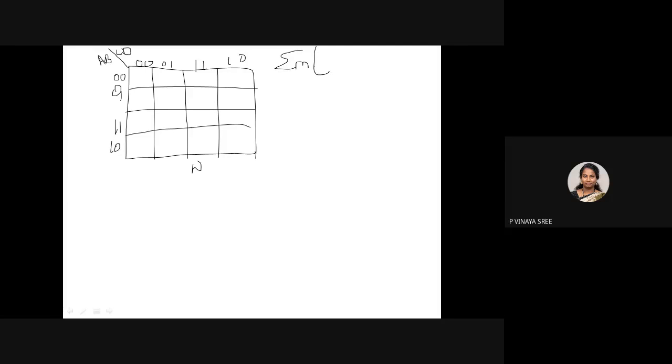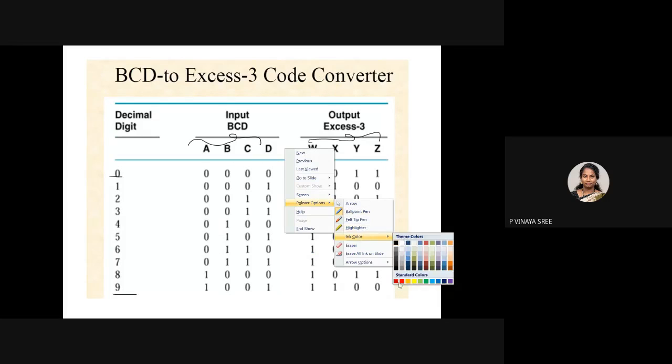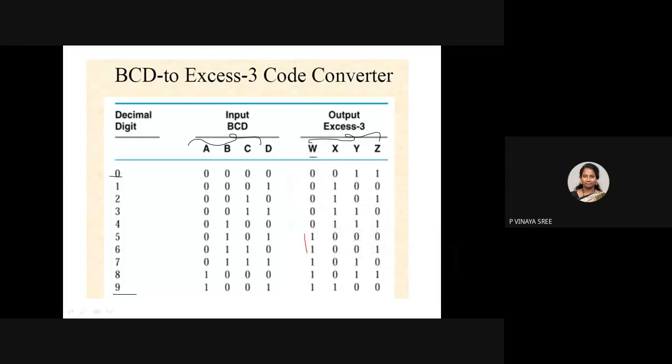Sum of M equals to 5, 6, 7, 8, 9. Yes, 5, 6, 7, 8, 9. Let me complete for all, then we can go directly to K-maps. So W equals sum of M 5, 6, 7, 8, 9.